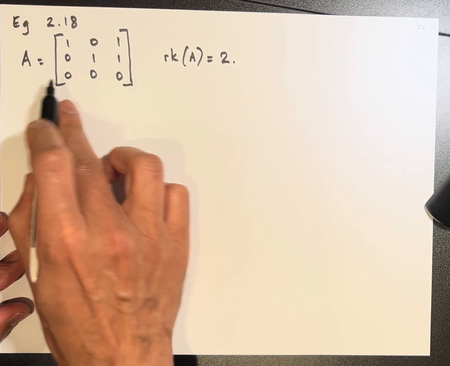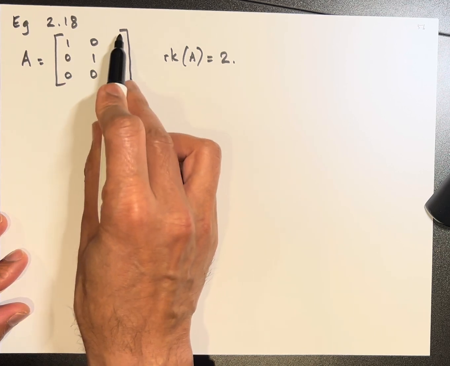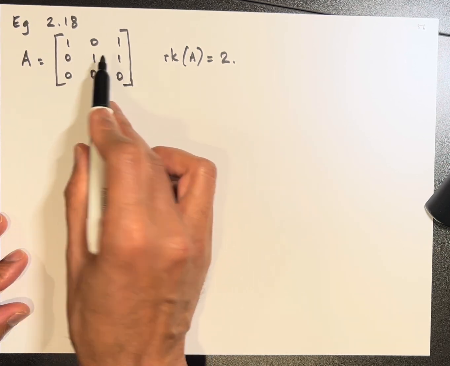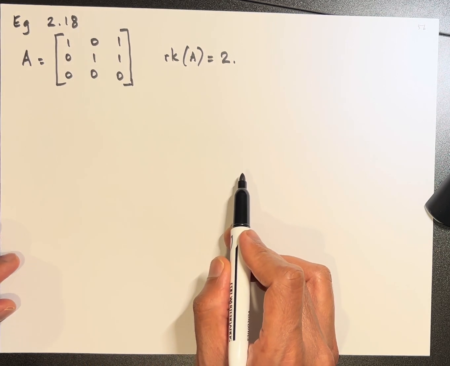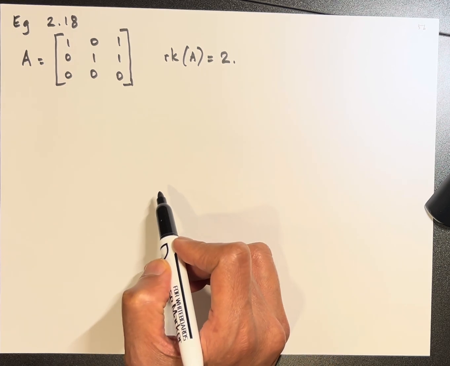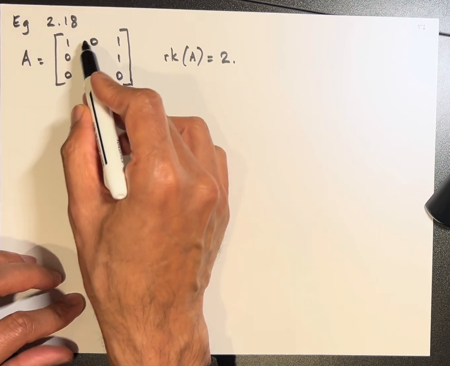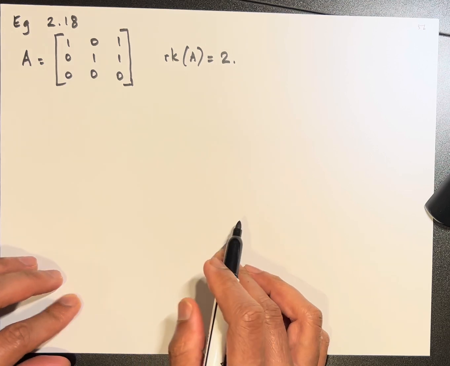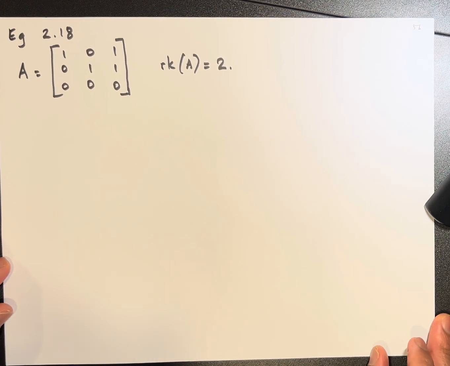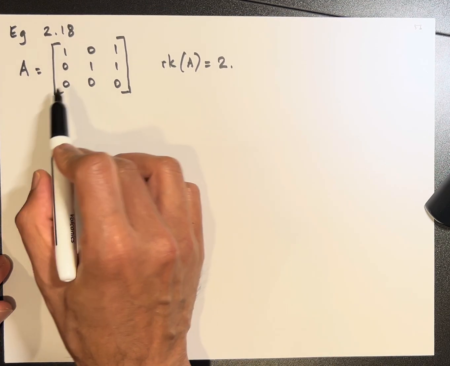By looking at rows we can do that, or looking at columns we can see the third column is simply the sum of the first two columns. So rank of A is 2, and then of course the second column cannot be expressed as any linear combination of just the first column alone, right? So that also matters.